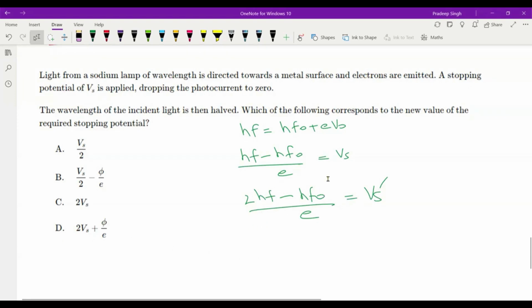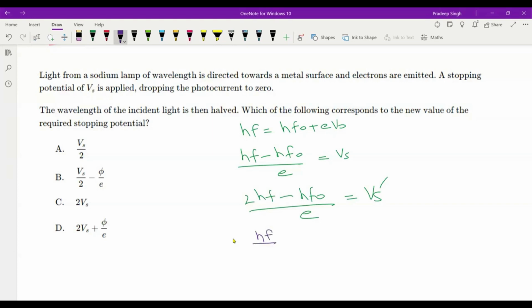How will I take two common? There is only one two. Oh, here. Sorry, we just substituted. Substitute how? Because we got it in the first equation, hf minus hf naught, right? Okay, wait, let me try to split this.